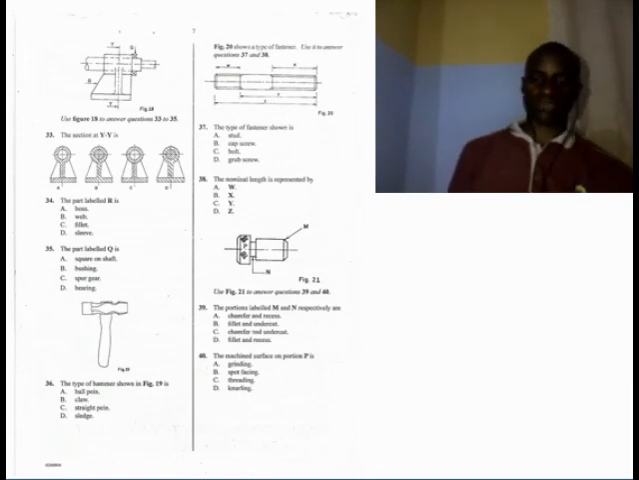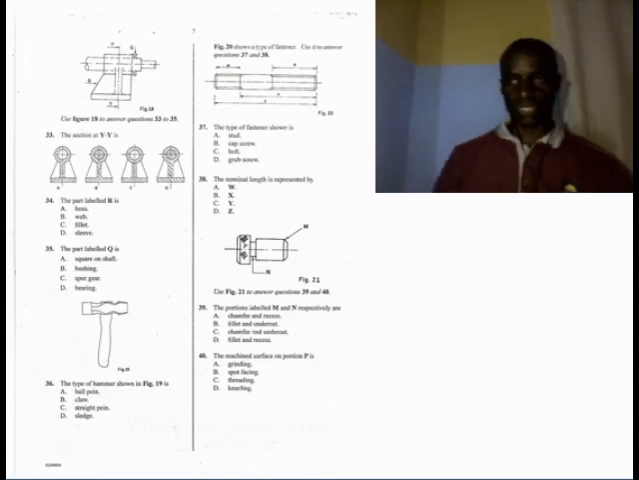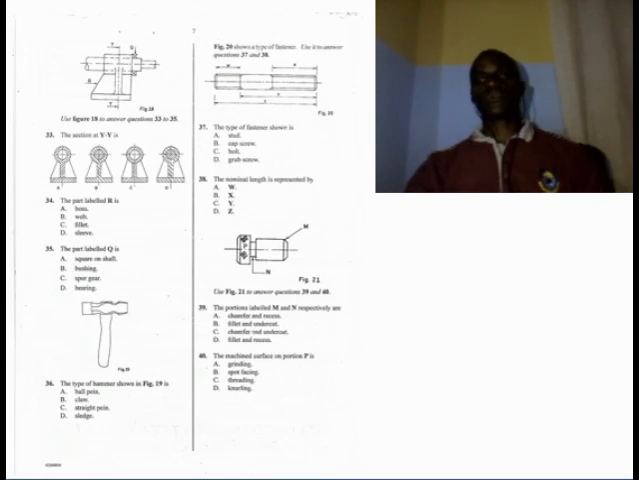Last question, which is number 40. The machined surface on portion P is A, grinding, B, spot face, C, threading, then we have D, knurling. And this is where we are going to stop for today.